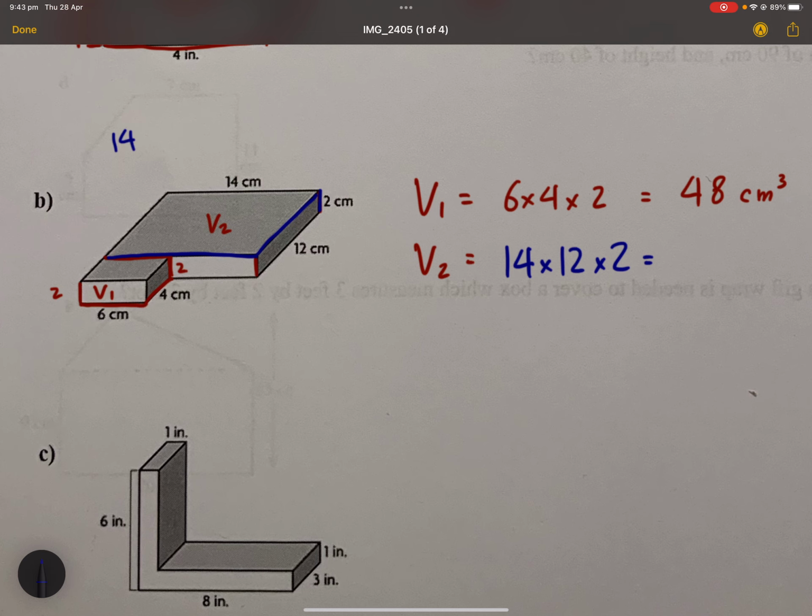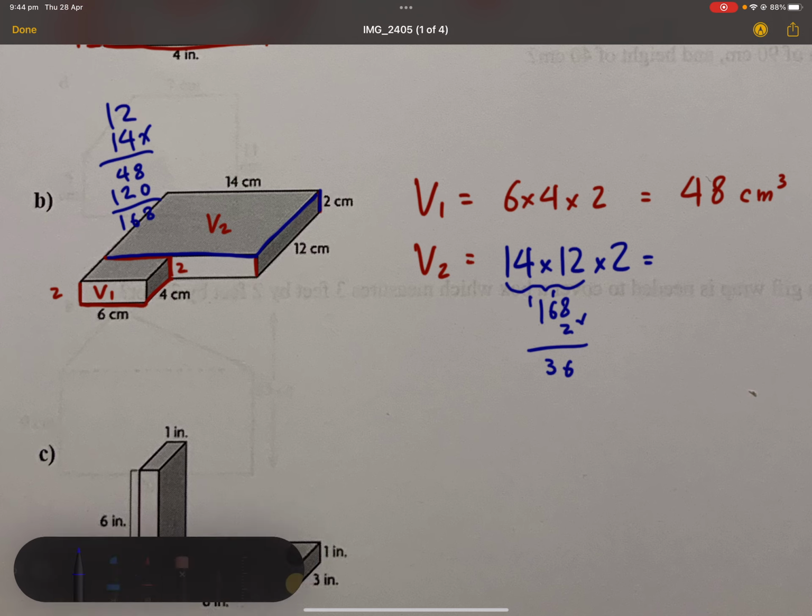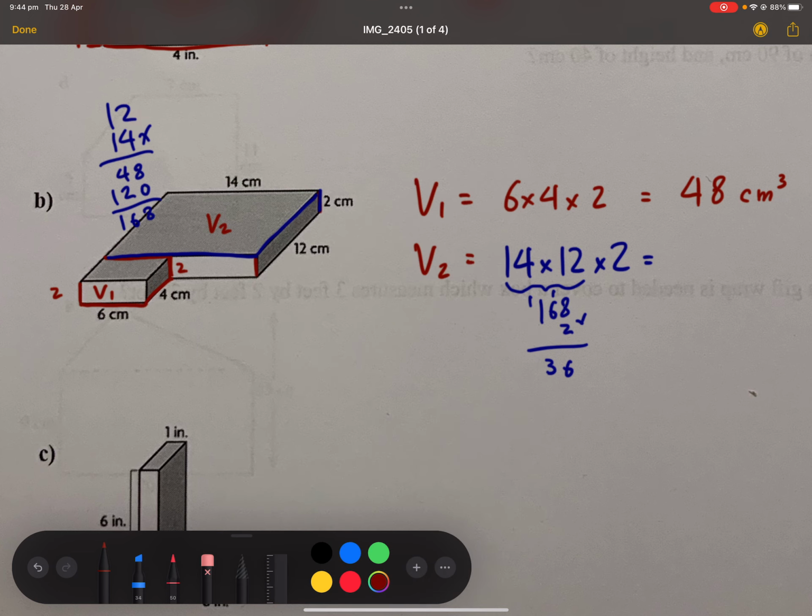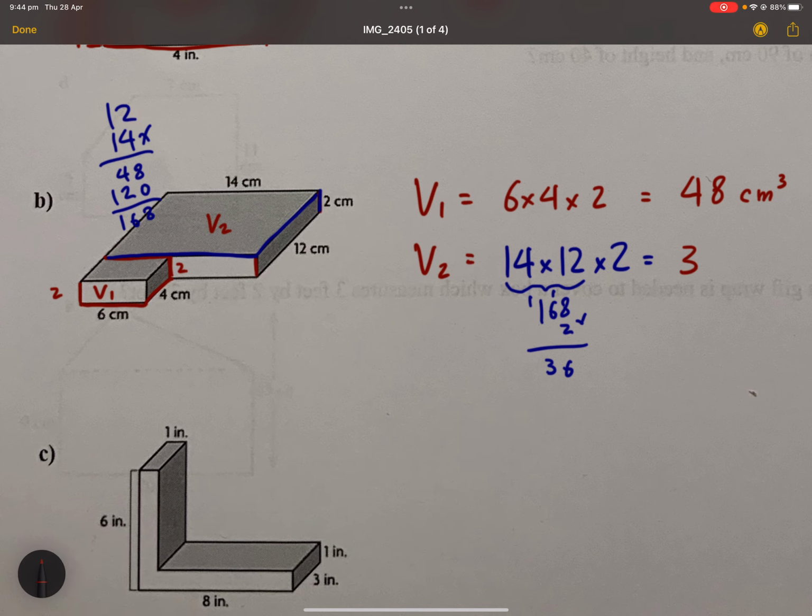So what's 14 times 12? The answer is 168. This will be 168 times 2, and we get 336. Let me just put that in red. It'll be 336 centimeters cubed.